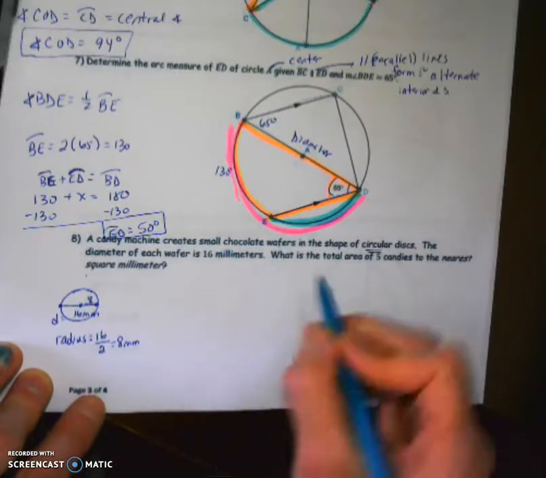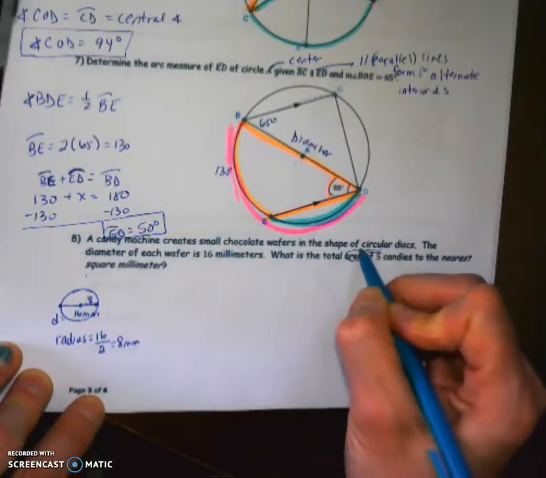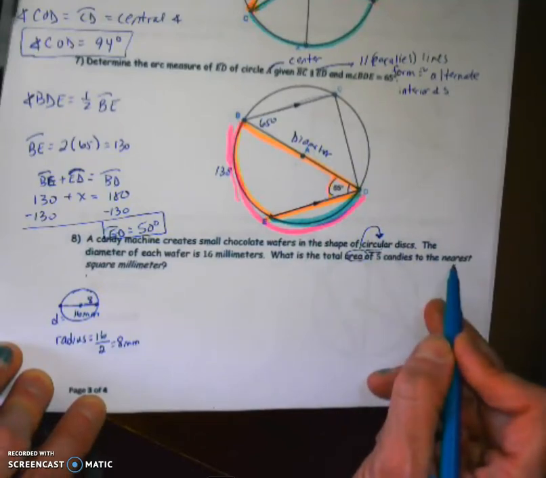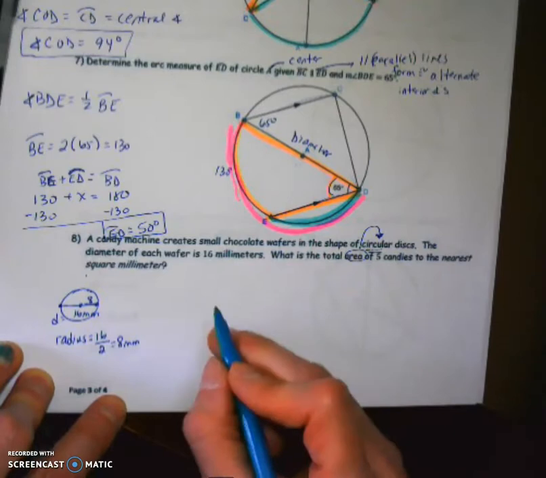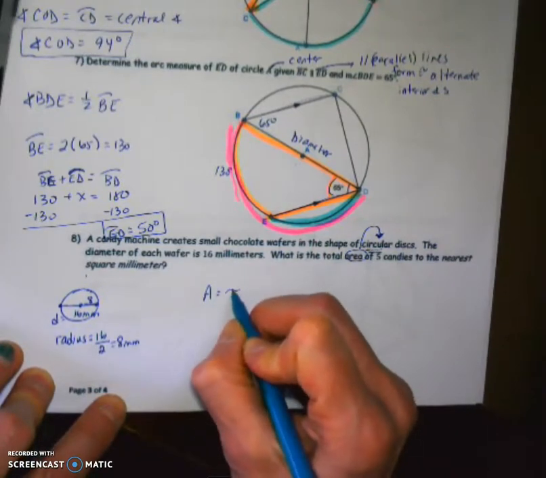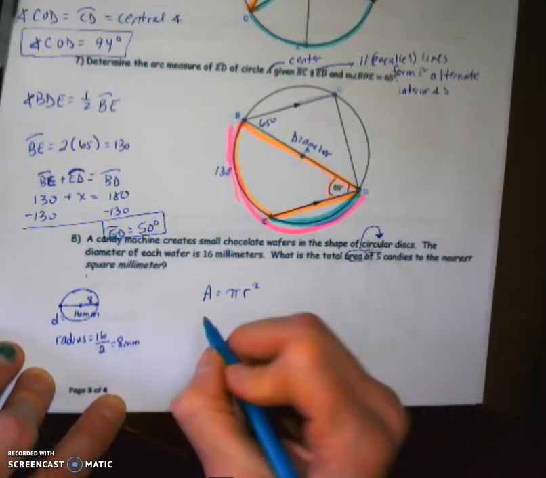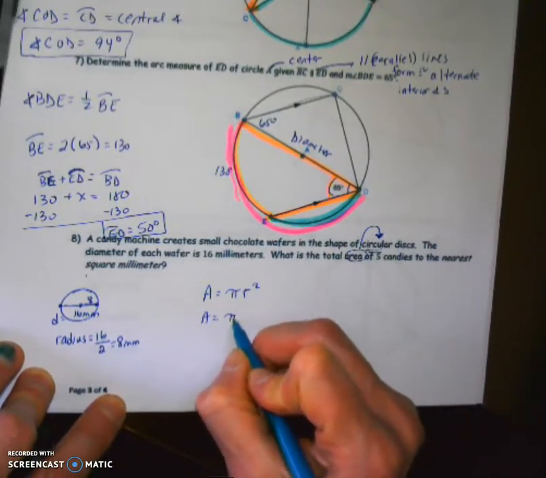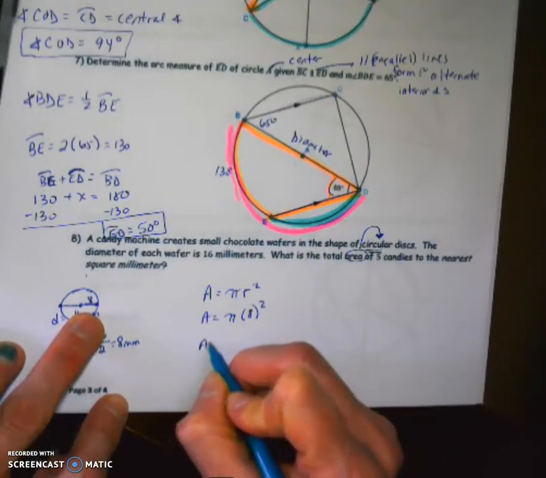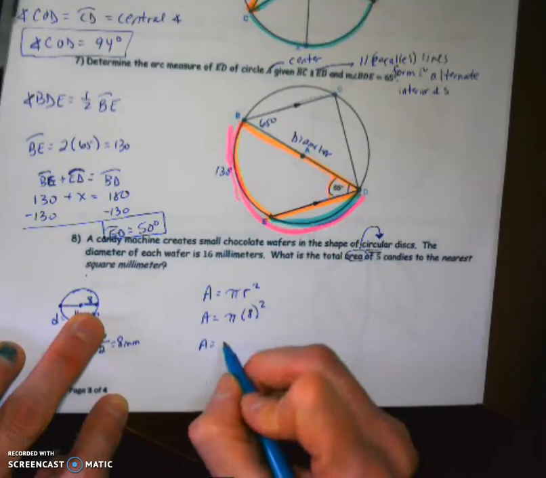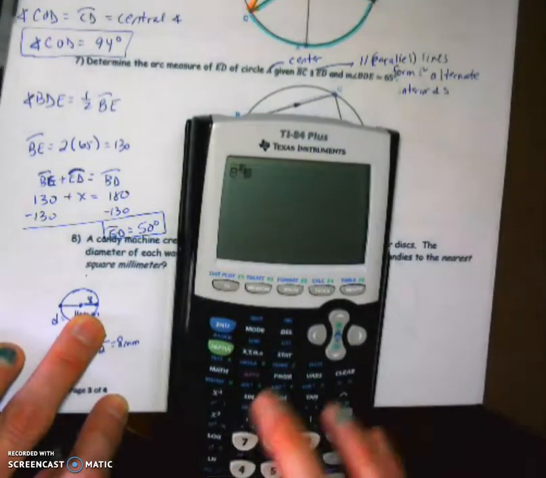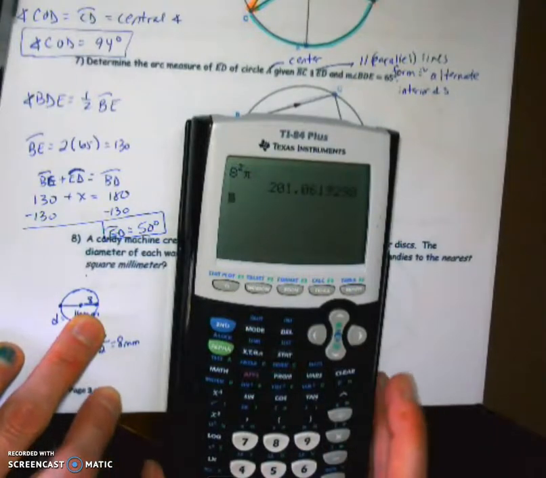So now they're asking me, what is the total area of this circular disc of 5 candies to the nearest square millimeter? So I have to find the area of one of these. Well, the area of a circle, if you look on your reference sheet, is pi times the radius squared. So the area of one circle is pi times the radius, which we found to be 8, squared. So the area of one wafer is going to be 8 squared times pi.